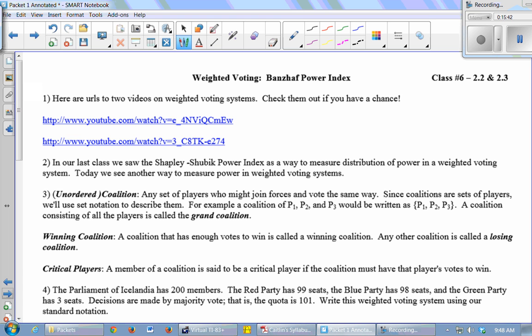And we're going to move on to a different method for how to calculate power. So this is a different power index, and it's called Banzhaf.